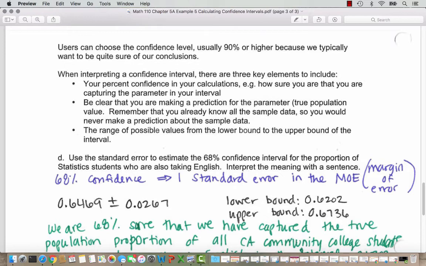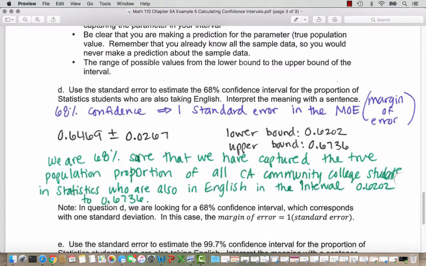So we're going to use that standard error we calculated to estimate the 68% confidence interval for the proportion of statistics students who are also taking English, and then we're going to interpret that meaning with a sentence. So the 68% confidence corresponds with one standard error in the margin of error, and for short, I'm going to call the margin of error the MOE. So we're going to do 0.6469 plus or minus 0.0267 because that is one standard error from our standard error formula we did earlier. So our lower bound, or you could call it the lower limit, when we subtract is 0.6202. And the upper bound when we add is 0.6736.